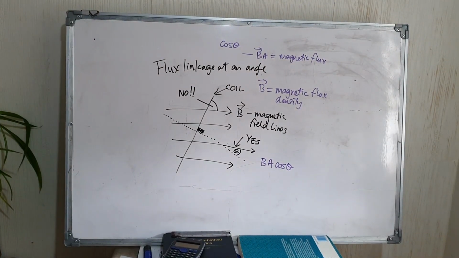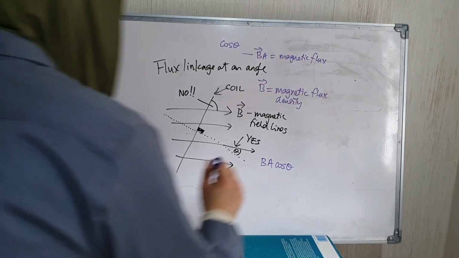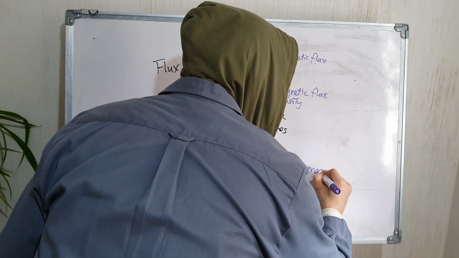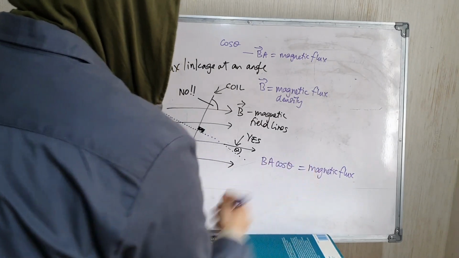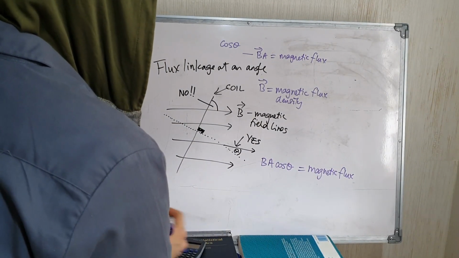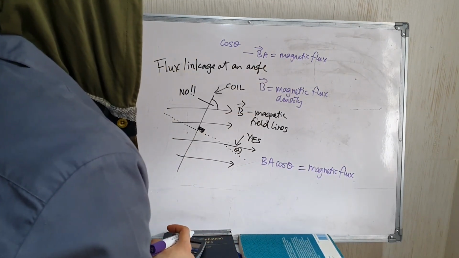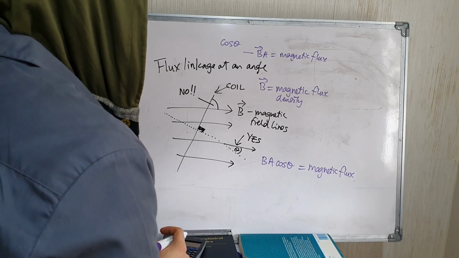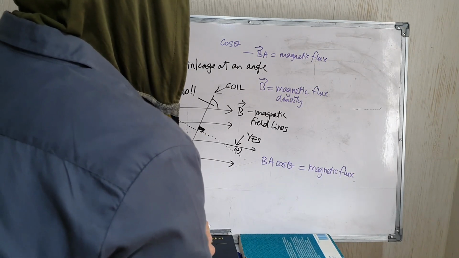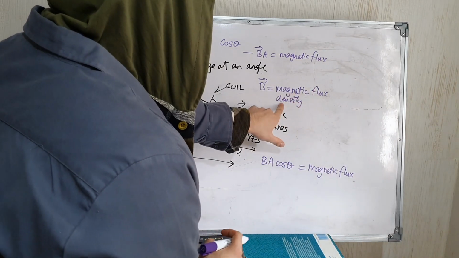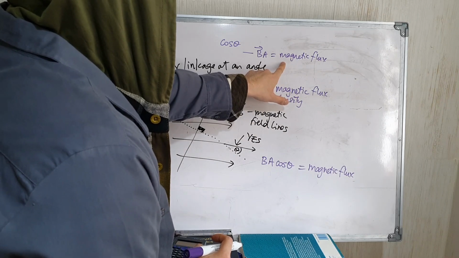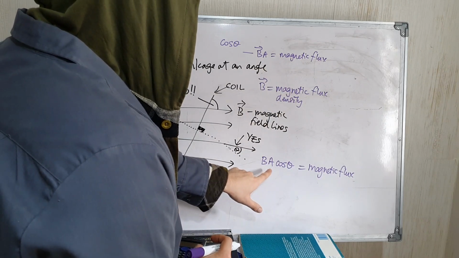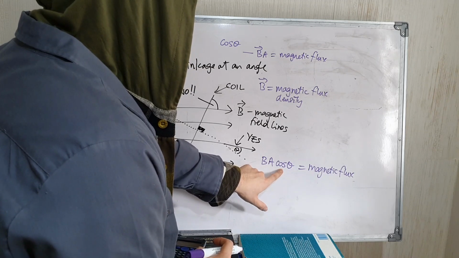Now, what is the equation for flux linkage? So this is magnetic flux. Magnetic flux is how many field lines there are coming out of the surface. Magnetic flux density is how many field lines coming out per area. Magnetic flux is how many field lines coming out of the surface. And the proper equation is using the cos theta.